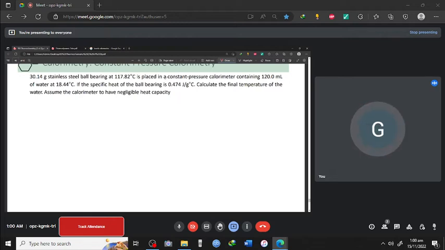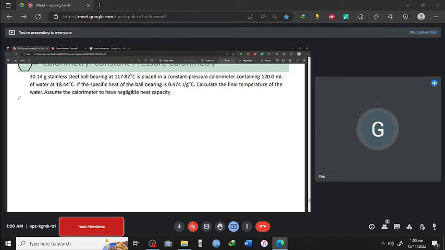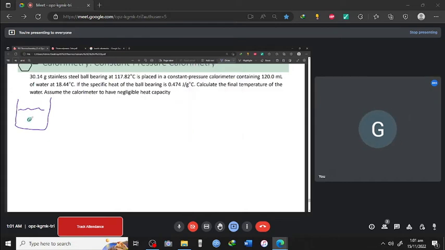Okay? So, let's try to interpret ulit muna yung problem natin. So, again, meron daw tayong steel ball na nilagay or nilublob sa water. So, meron ka daw steel ball. Okay. Tapos nilaglag mo sa water. Okay? So, let's try to look at the given, no? So, let's start with the steel ball naman ngayon. So, for the mass of the ball, okay, that is 30.14 grams, no?